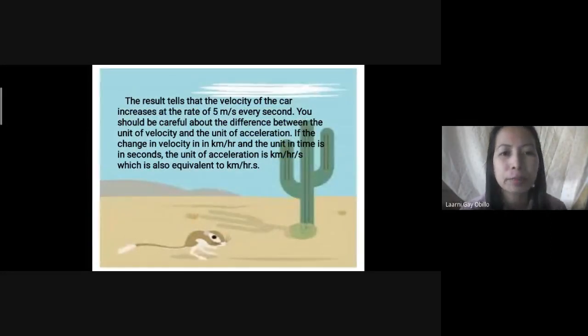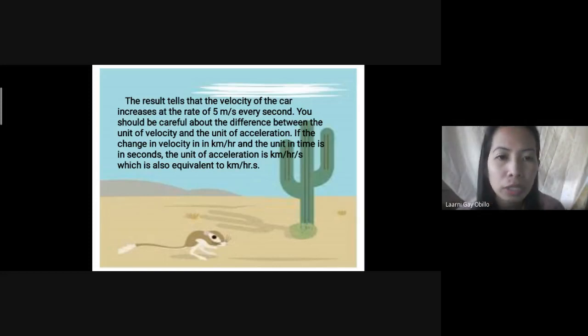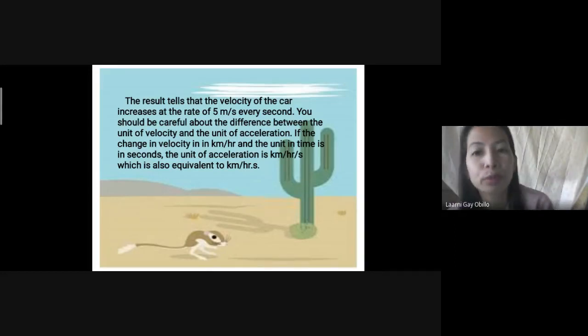So the result tells that the velocity of the car increases at the rate of 5 meter per second every second. You should be careful about the difference between the unit of velocity and the unit of acceleration. If the change in velocity is in kilometer per hour and the unit in time is in seconds, the unit of acceleration is kilometer per hour per second. Okay, so tandaan na, since meter per second squared yung ating unit, pero kung magkakaiba yung unit niya, for example, yung velocity natin is in kilometer per hour, and yung unit of time naman is in seconds, so pwede natin isulat yung kilometer per hour per second.